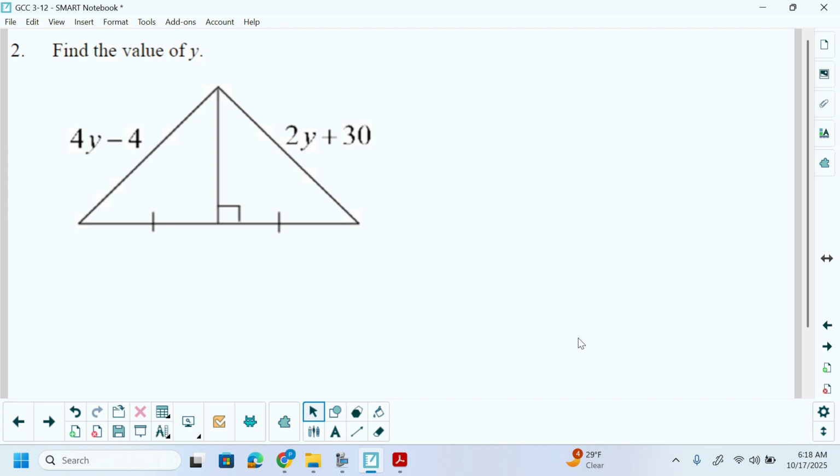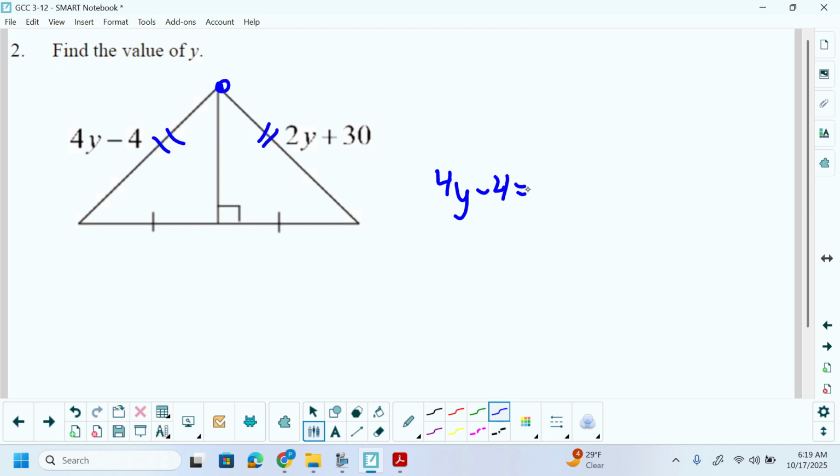All right, next up, we've got a perpendicular bisector. This point at the top here is the same distance from our endpoints, because any point on the perpendicular bisector will be the same distance from each of the endpoints of the original segment. So we'll just set those equal. And we'll go through and solve.